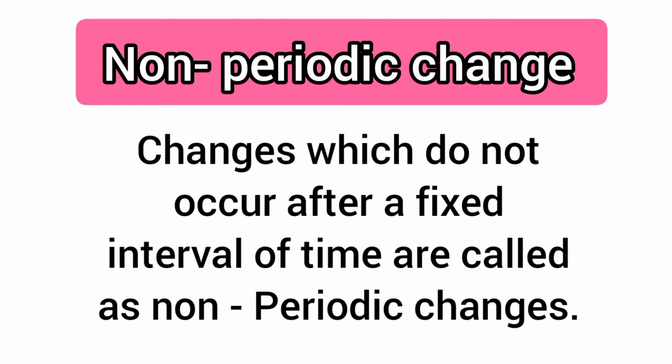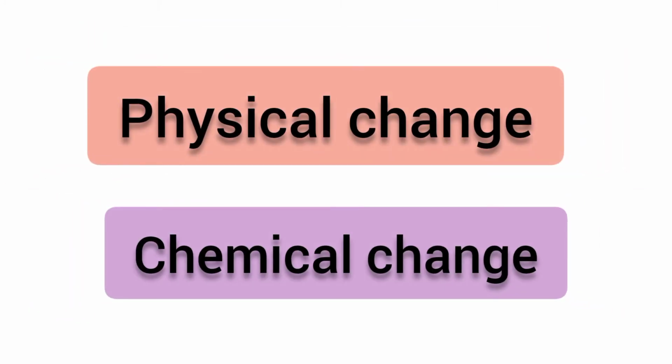Now let us see the definition of non-periodic change. Changes which do not occur after a fixed interval of time are called as non-periodic changes. Students, now we'll see two more changes. One is physical change and another one is chemical change. So let us see the definition of physical change.